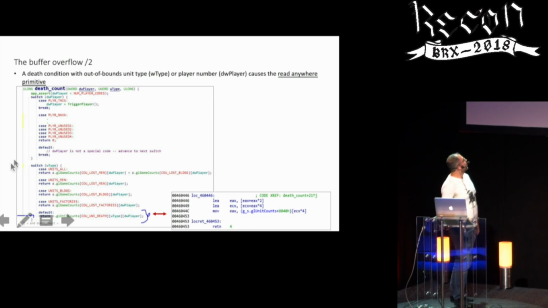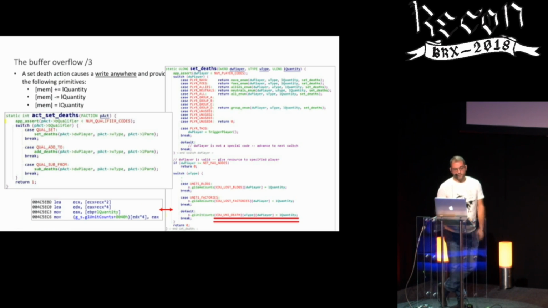So here we can see in the arrays, we have an array using two user-controlled indexes, W type and DW player. And in the assembly, we can see basically the read condition, the death count. It returns the value. And this is user-controlled, so eventually they can, in the script, read anywhere they want once they control the ECX, which is the player index in the trigger structure.